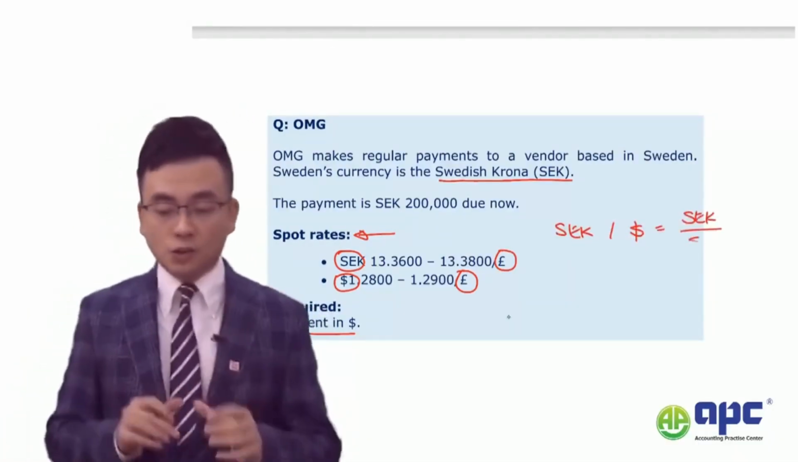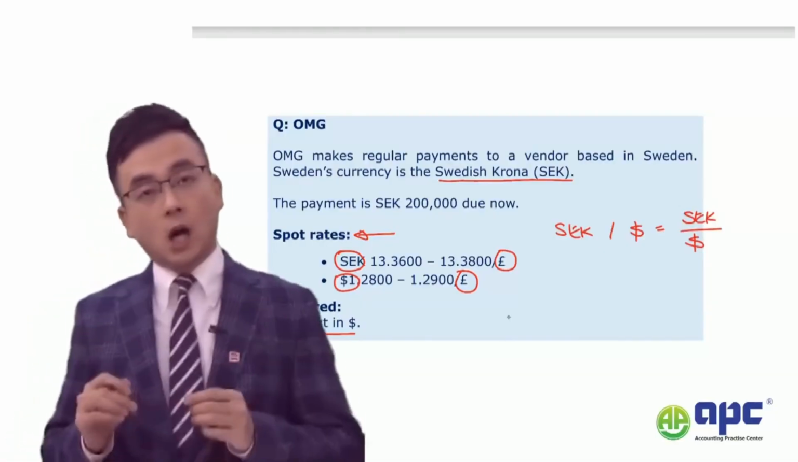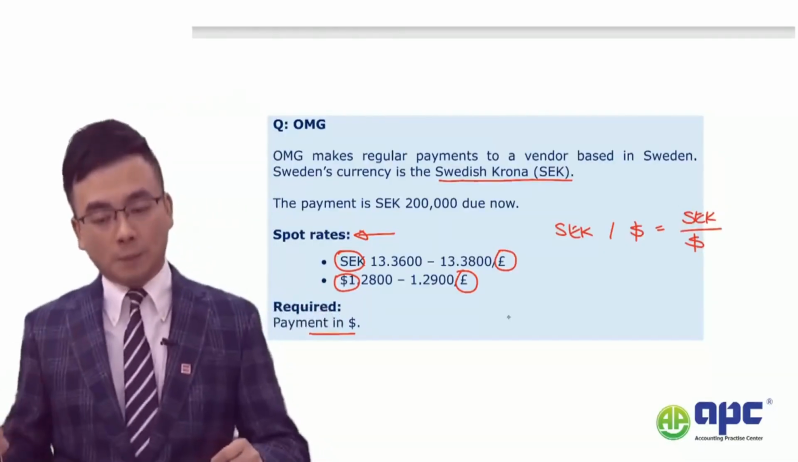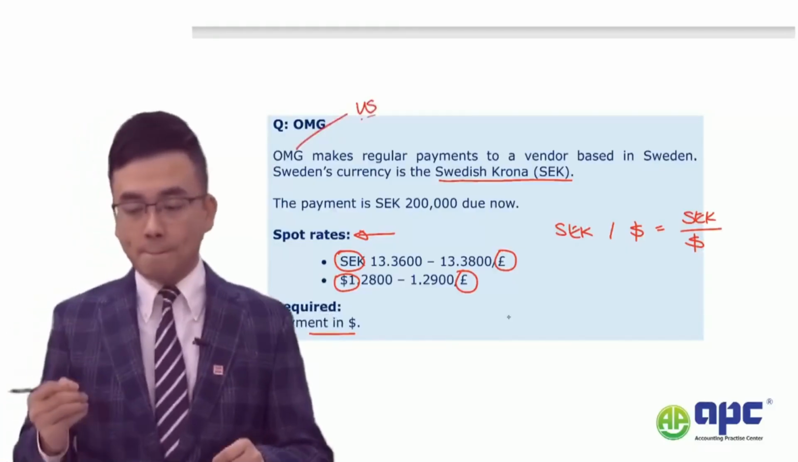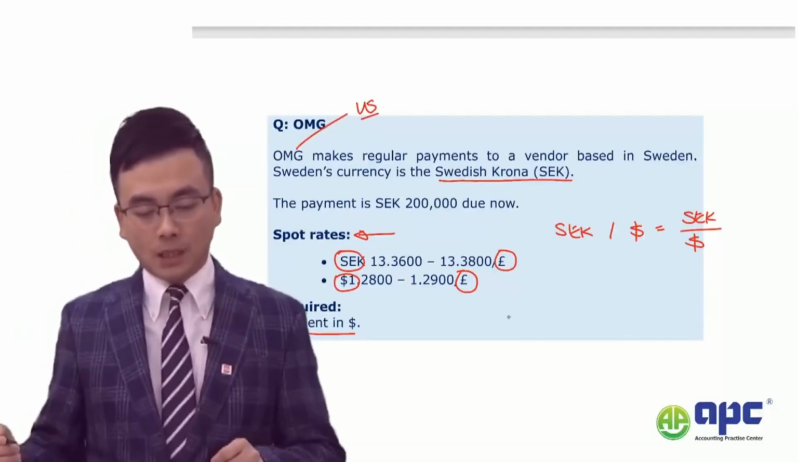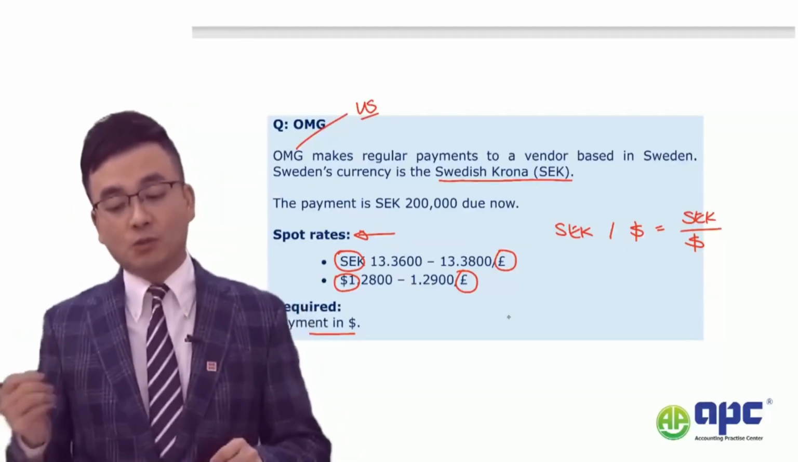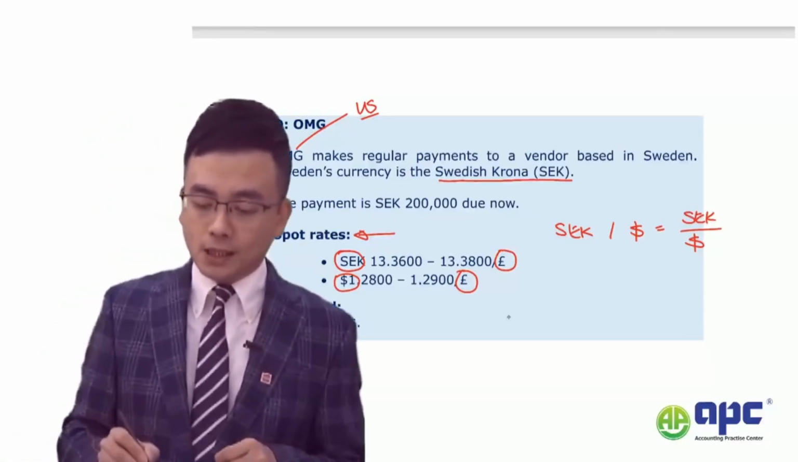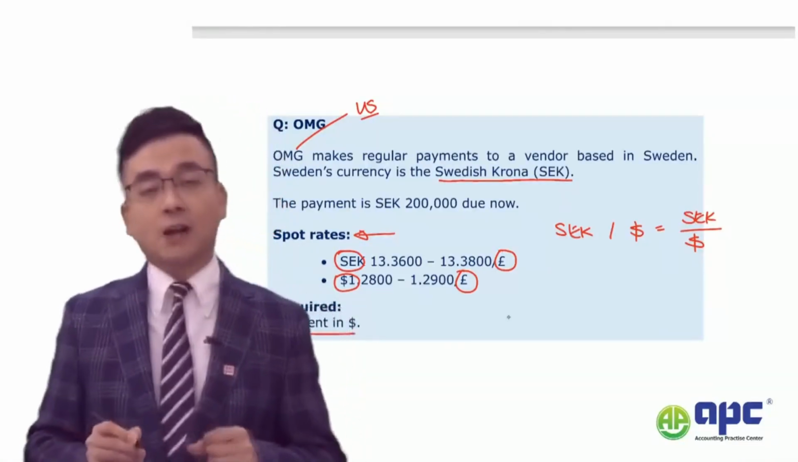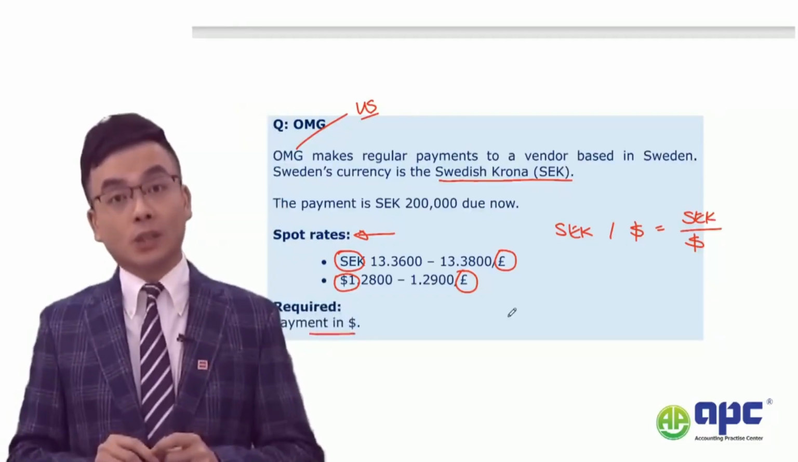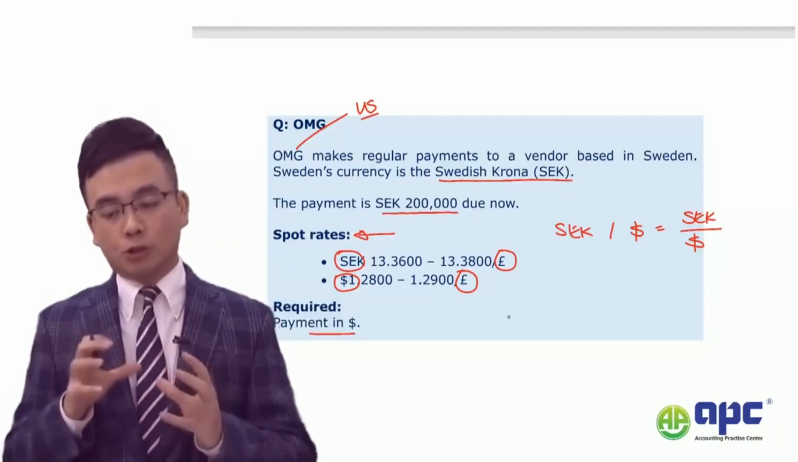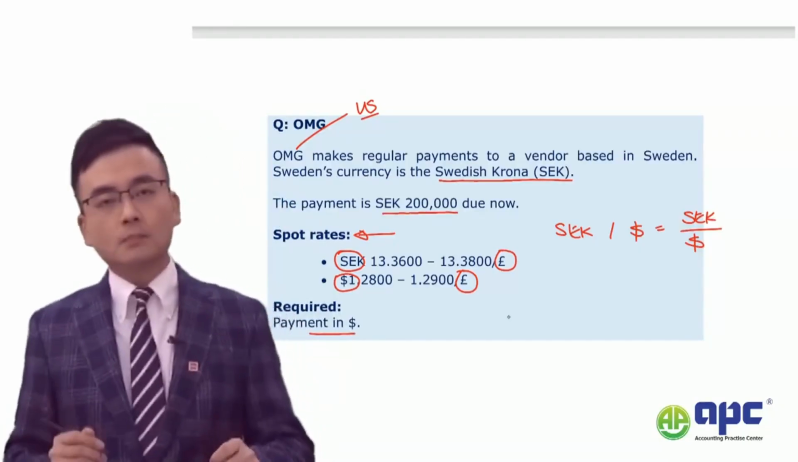Because in this question, we're told that OMG is based in the US and makes regular payments to a supplier based in Sweden. And Sweden's currency is Swedish krona, SEK. The payment is SEK 200,000 due now. We need to pay that right away. So we need to work out that cross rate here.